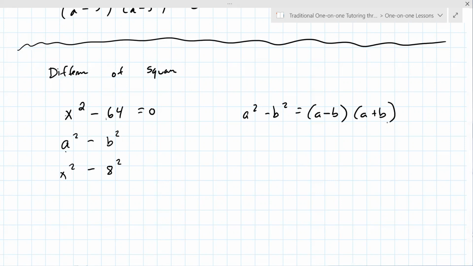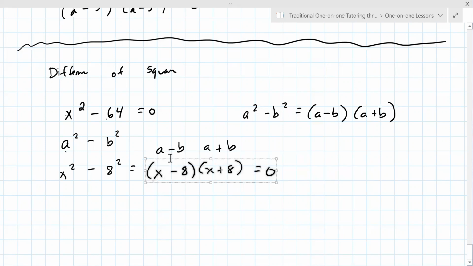So this becomes x minus 8. That's your a minus b. Difference of squares. So once you get to x minus 8, x plus 8, it's still equal to 0. I probably should have that down on the next line, but you set each of those equal to 0.